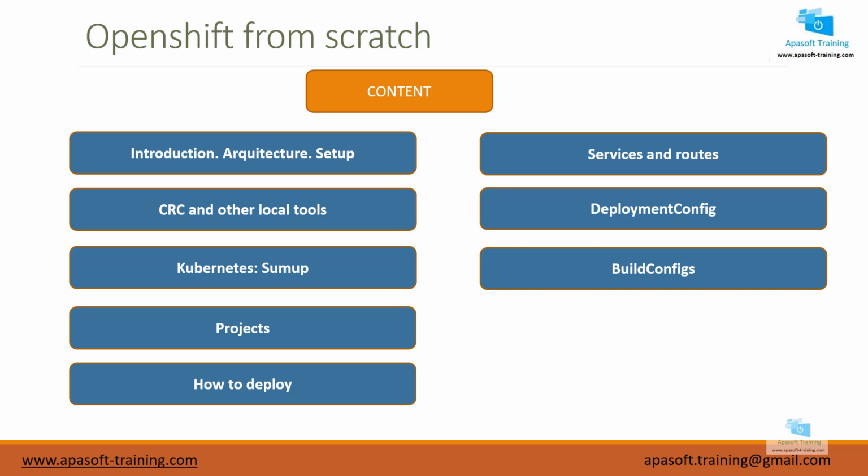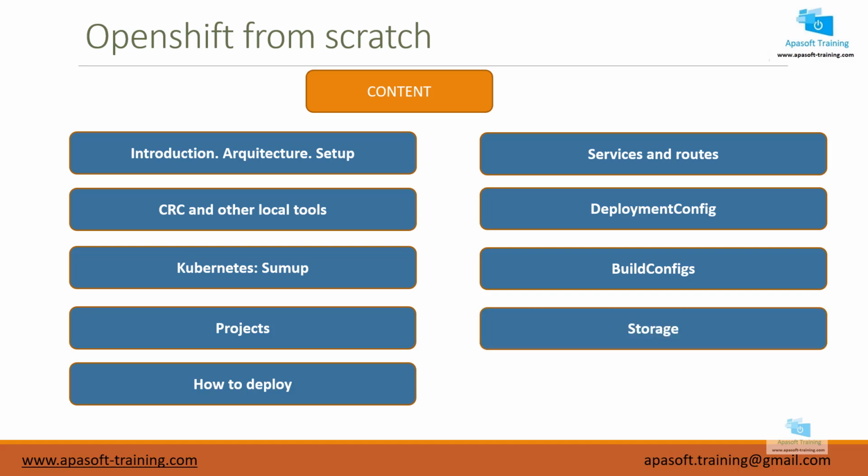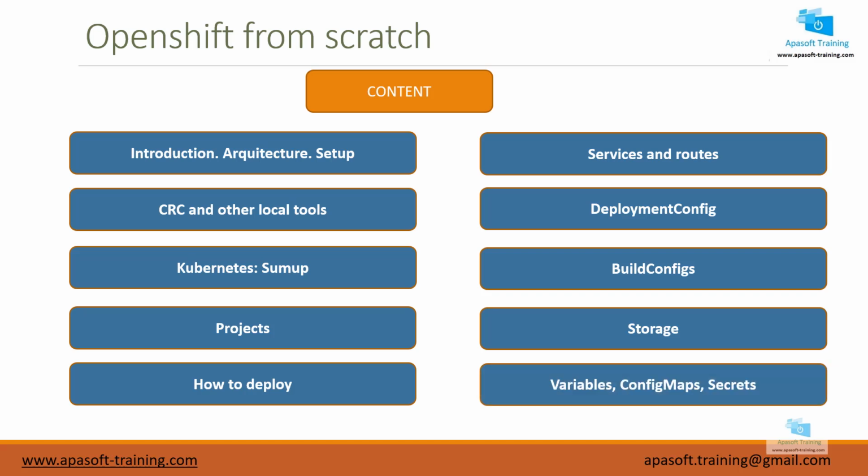The storage is very similar to Kubernetes, but it's more interesting while using some objects. We will be getting into variables, config maps, and secrets. These concepts are very similar to those in Kubernetes. You may have heard of them or may have used them in Kubernetes. We can find them in Openshift too.